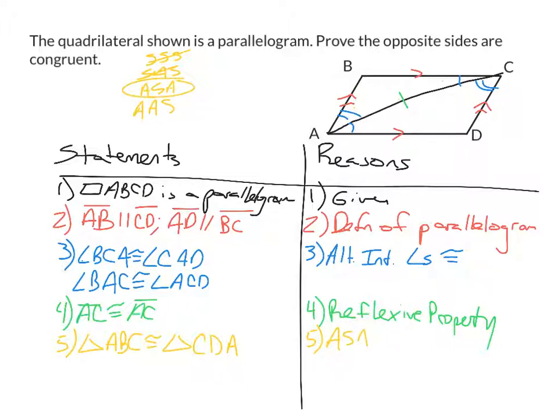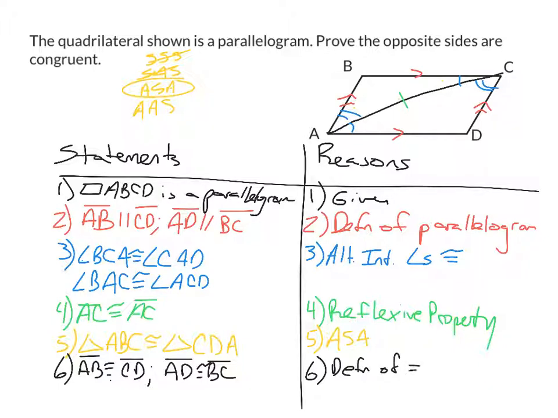And then finally, in number 6, we can say that AB is congruent to CD, and that AD is congruent to BC. And the reason I can say this is because we know that the triangles that contain them were congruent, so their matching or corresponding sides must be congruent. And this was our definition of congruent triangles.